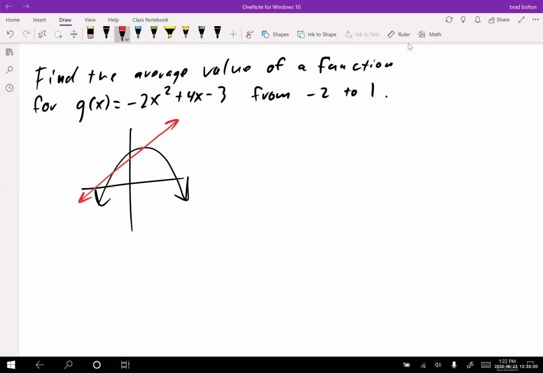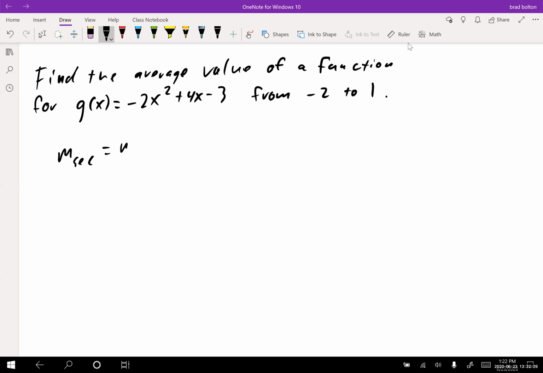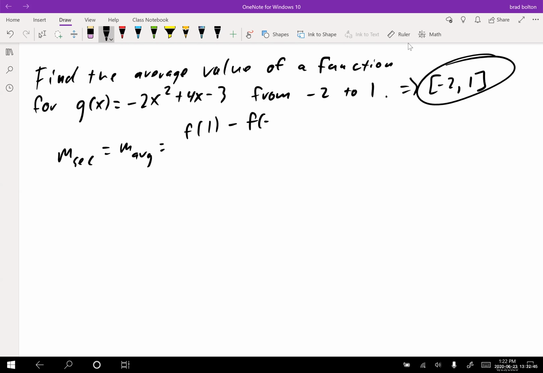Okay? So what I'm going to do is find that slope by doing M secant or M average, and that's going to be F of, and this means from negative 2 to 1. So sometimes you'll see it written like that instead. So that will be F of B minus F of A all over B minus A. Okay. So when I plug 1, or I guess it's not F, it's G. Sorry about that, you guys. So let's do G of 1 minus G of negative 2. Okay, sorry about that.